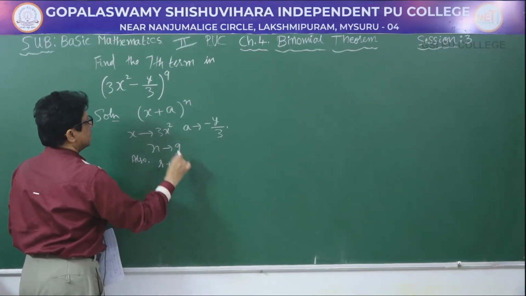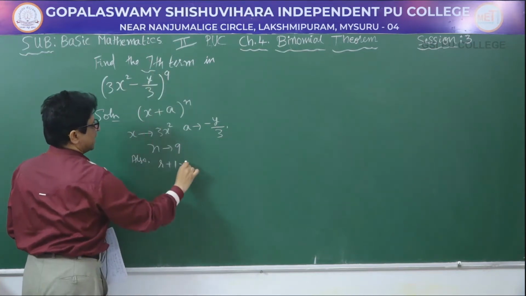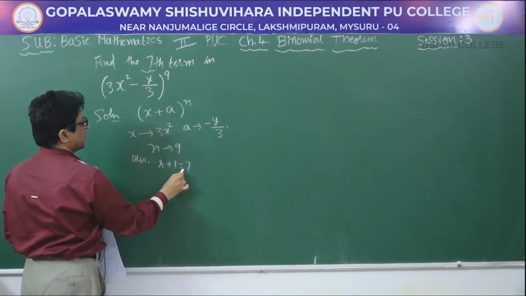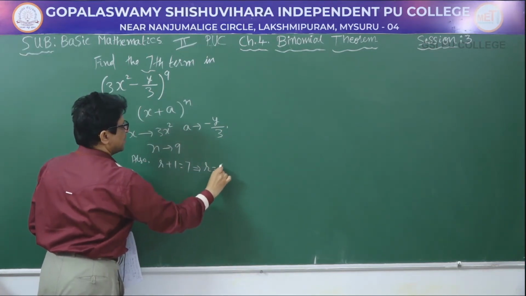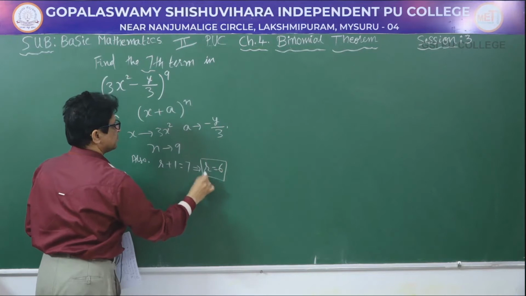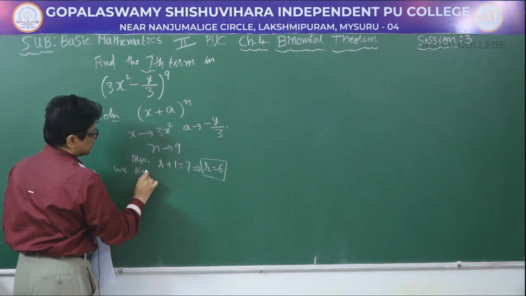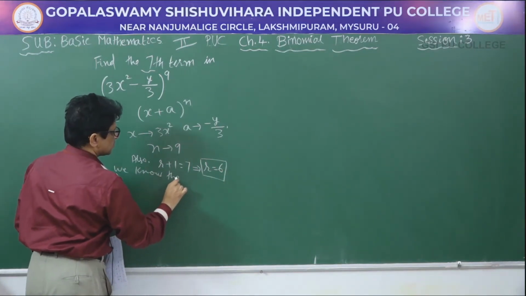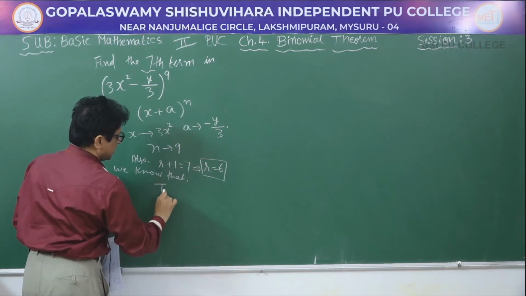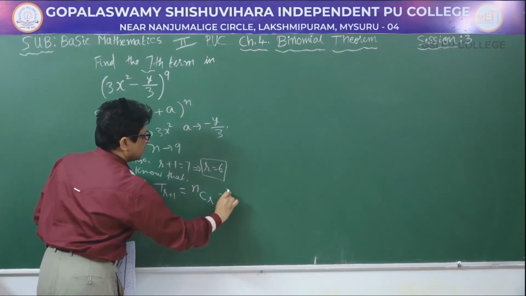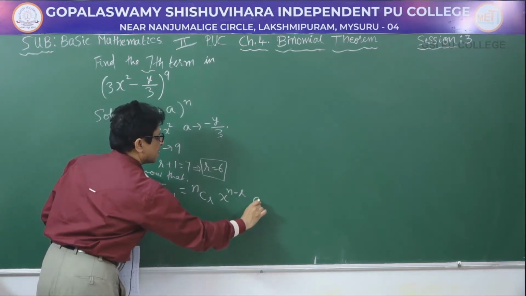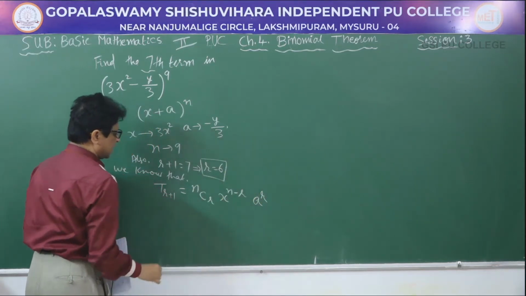Also, r plus 1 will be equal to 7. So, this implies r will be equal to 6. We know that T r plus 1 is equal to nCr into x power n minus r into a power r.